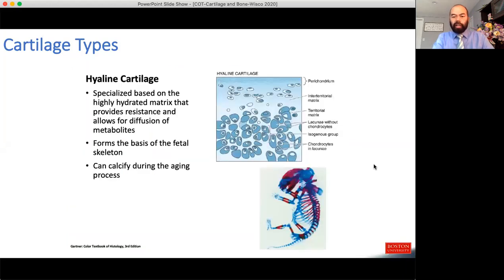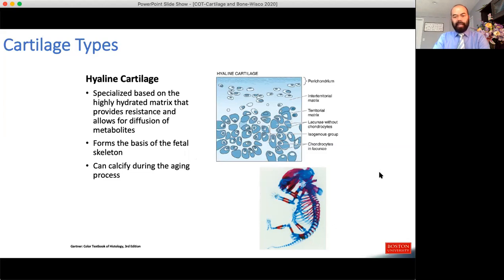All right, so let's take a look at these in a little bit more detail. The lower right here is a vertebrate fetus, and the cartilage model is staining in blue, so you can notice that there's lots of cartilage, and the red part is the part that's starting to ossify. So again, hyaline cartilage is a specialized cartilage with a highly hydrated matrix.